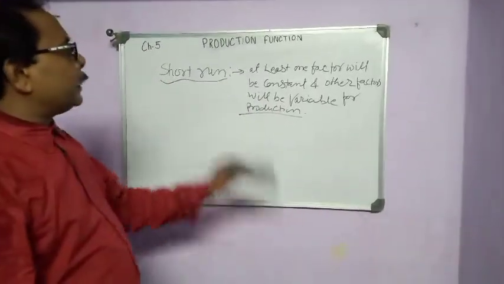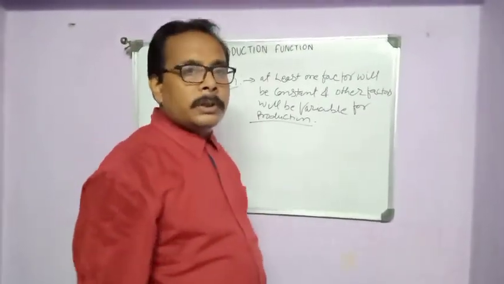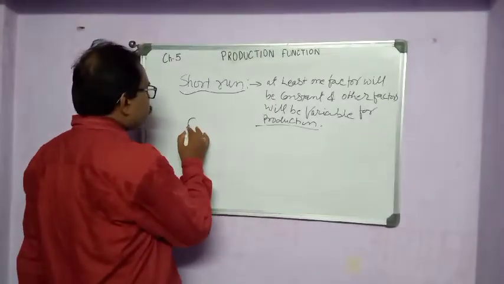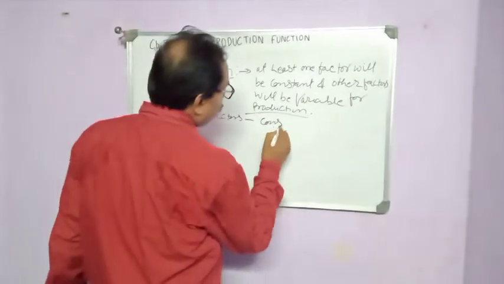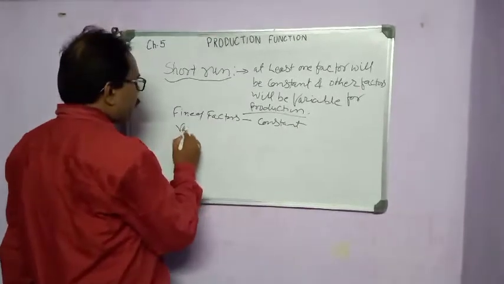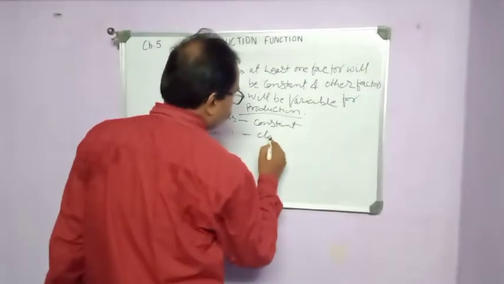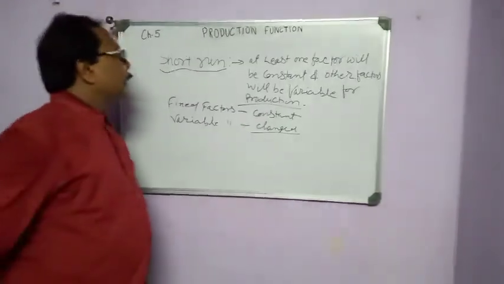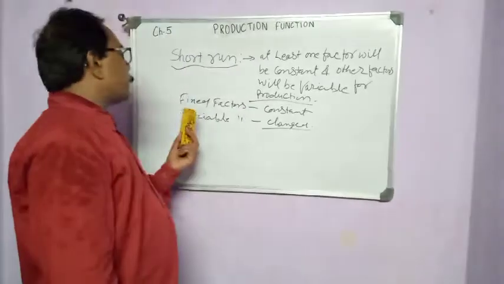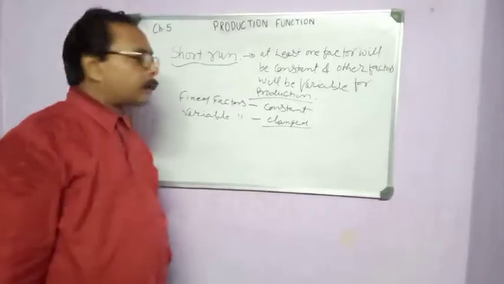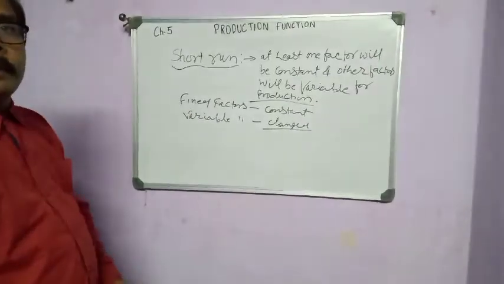Okay, so in short run, most of the factors will remain constant. Which factors will remain constant? That is the fixed factors. Fixed factors will remain constant, only variable factors will be changed. In other words, short run is a process in which production can be changed only by changing the variable factors, whereas fixed factors will remain constant. So it is not related to time dimensions.